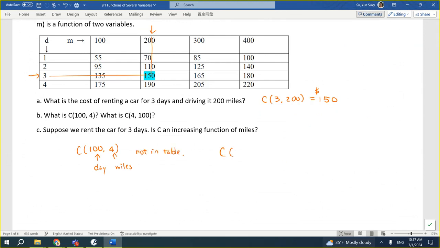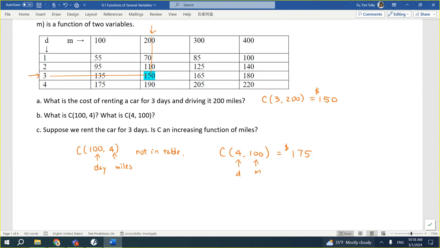And C of 4, 100. So, 4 days and 100 miles, which is what? Yeah, $175. So far, so good? Yeah, so the order really matters. What's your first coordinate? What's your second coordinate? They mean different things.